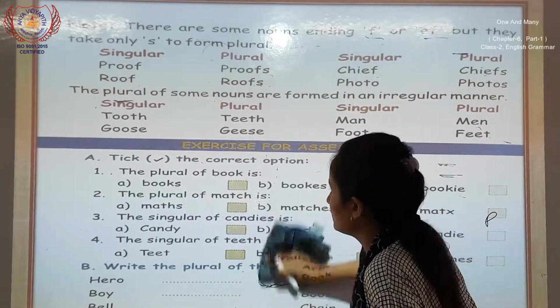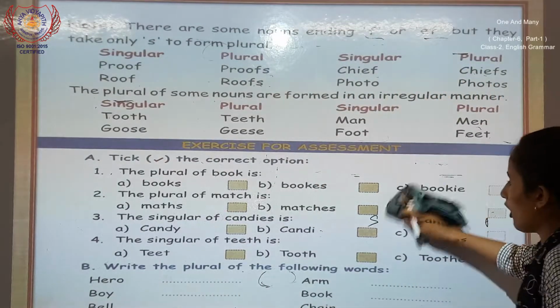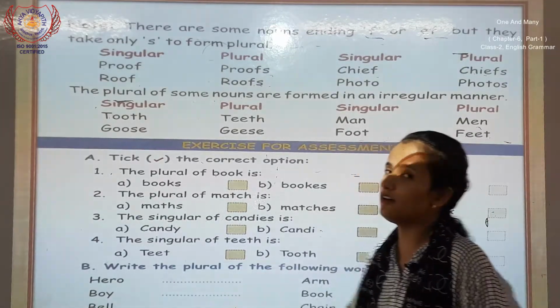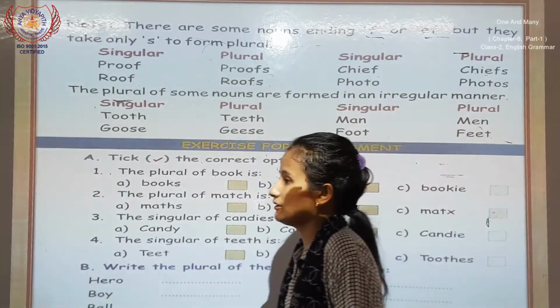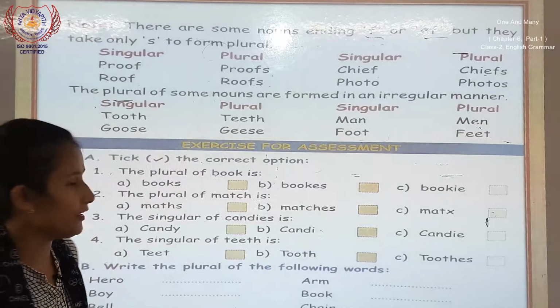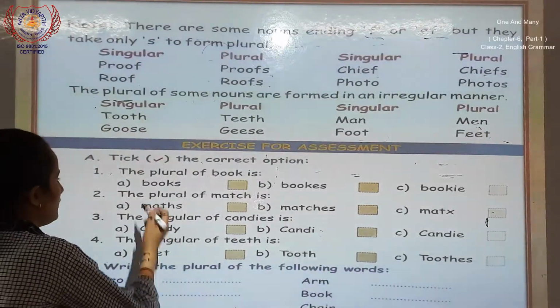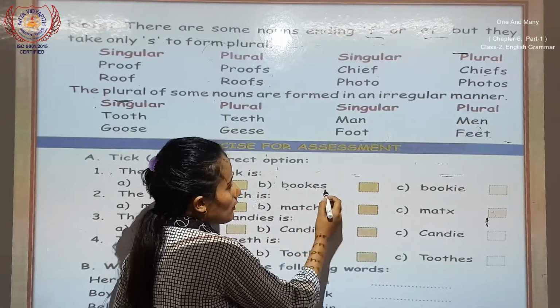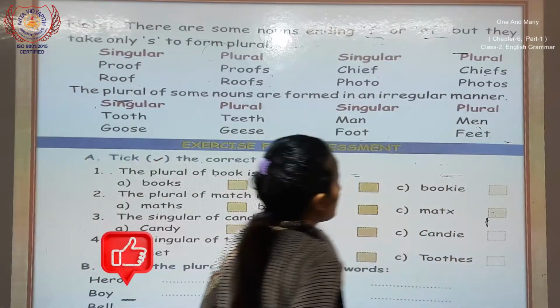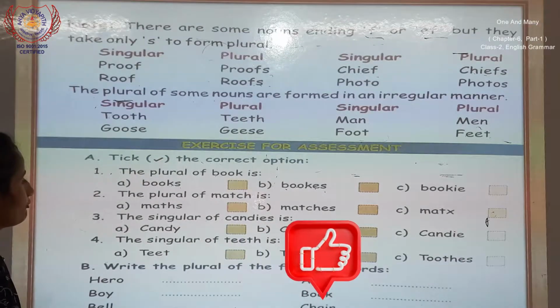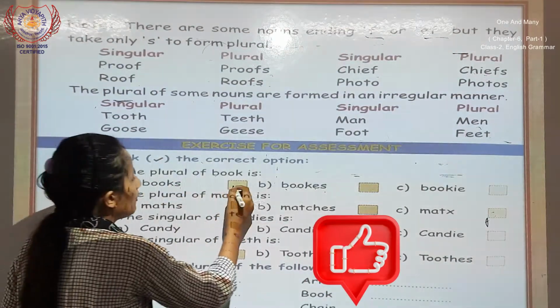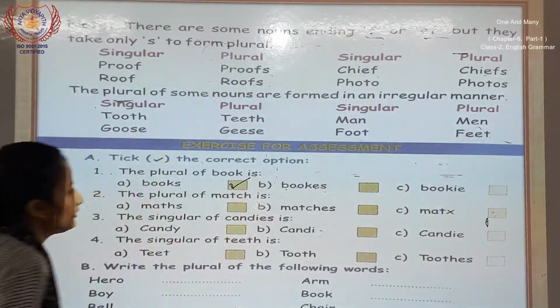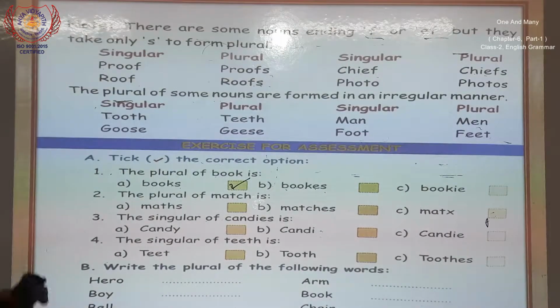Assignment work. Tick the correct option. The plural of a book is... plural book में क्या कौन सा plural होता है? Books, or bookie? So what is the plural of book? Books. This is the correct plural of a book.